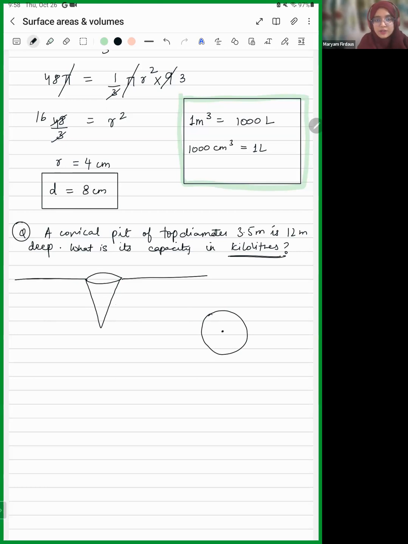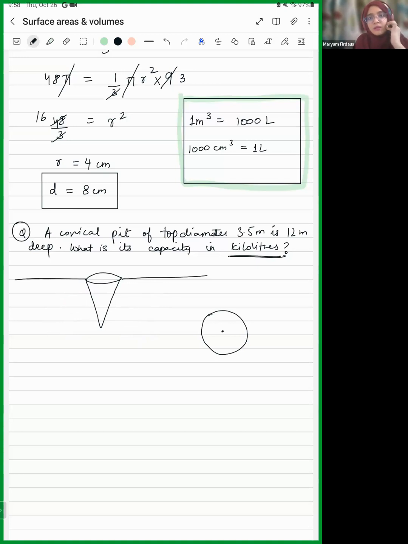Are you able to imagine this? This is the side view, and this one is the top view. Are you able to imagine this now? Prishita? Yes, ma'am. Clear? Abdul Jabbar?